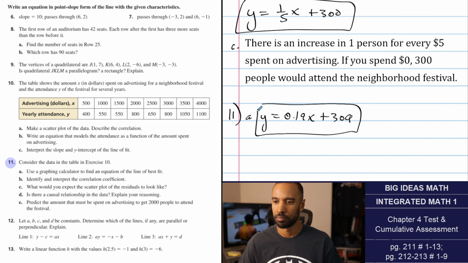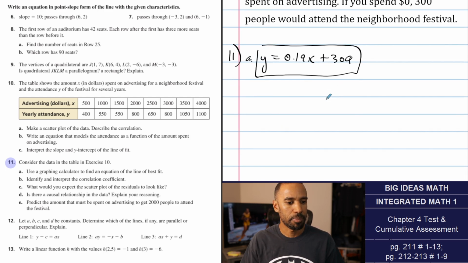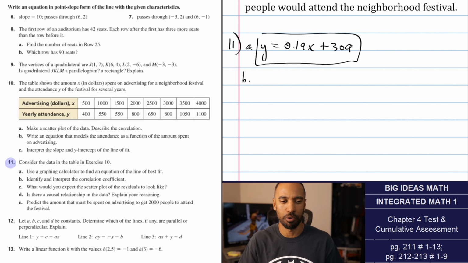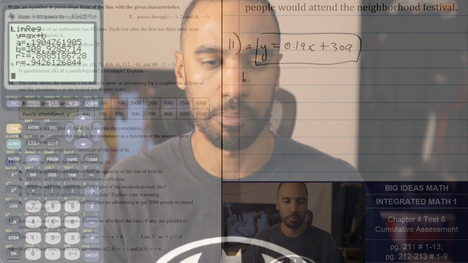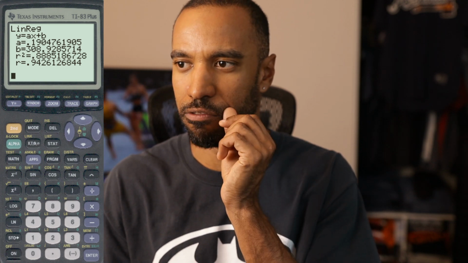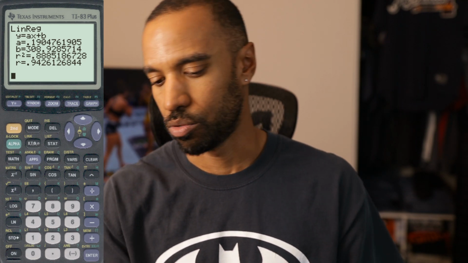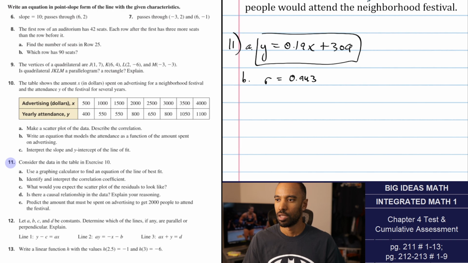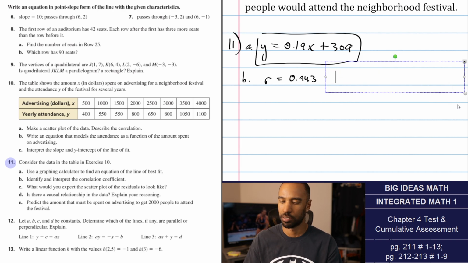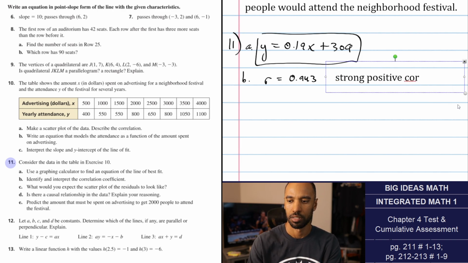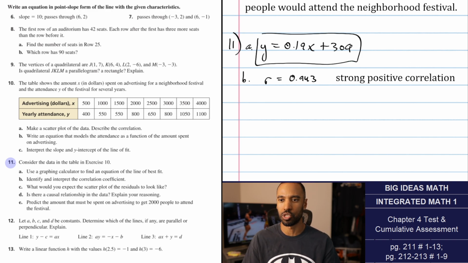Boom. For part A. Part B says identify and interpret the correlation coefficient. Now that's the R value, not R squared, but the R value. The R value is 0.943 about. That indicates a strong positive correlation. That means there's a good link between our advertising dollars and the yearly attendance. So 0.943, there's a strong positive correlation between the two things.